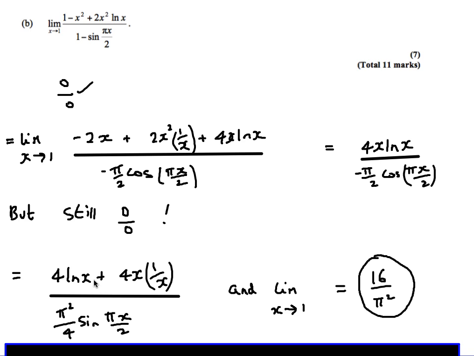and vice versa. I end up with 4 ln x plus 4x times 1 over x, and again I differentiate the denominator. We get pi squared over 4 sine pi x over 2, and this time, thankfully, when the limit of x approaches 1, I put 1 into this top and the bottom, and I end up with 16 over pi squared. So there we go, that is my limit for this function.